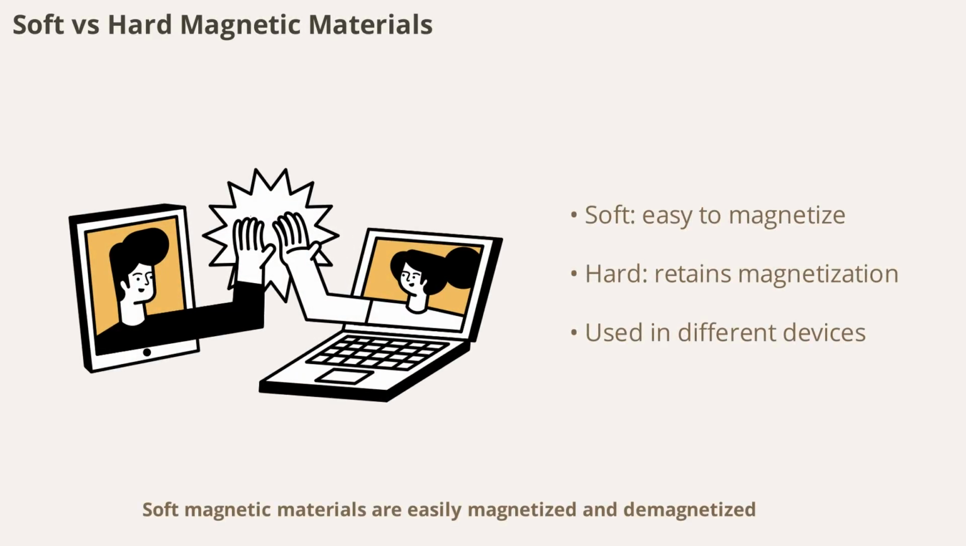Soft magnetic materials are easily magnetized and demagnetized, making them ideal for use in transformers and inductors. Hard magnetic materials, on the other hand, retain their magnetization and are used to make permanent magnets. The distinction between soft and hard materials is based on their coercivity and retentivity, which determine their suitability for different applications in electronics and industry.